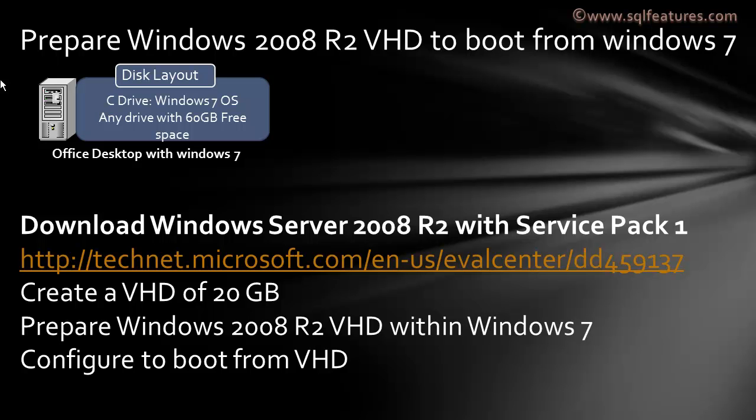To start with, go to the link which you see here or search for download Windows Server 2008 R2 with Service Pack 1. You'll go to TechNet and download the evaluation version, which will be valid for 180 days. Once we are done with that, we'll prepare a Windows 2008 R2 SP1 VHD within Windows 7 on that VHD space we're creating. And finally, we'll boot from this VHD and do the very basic configuration.